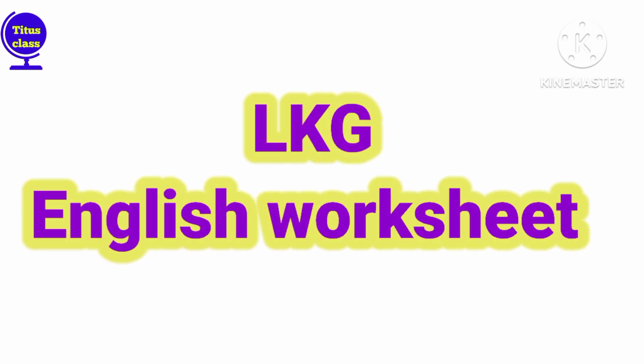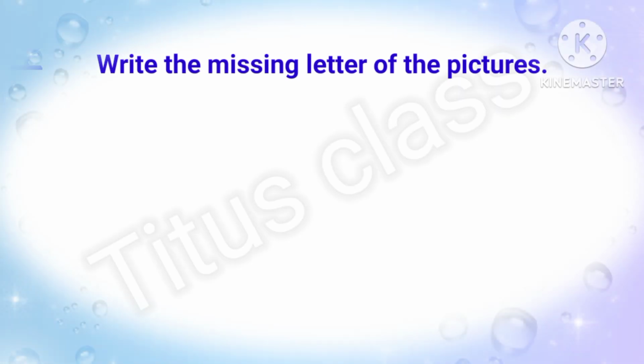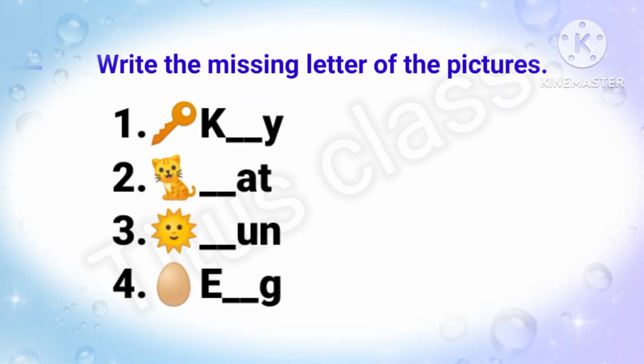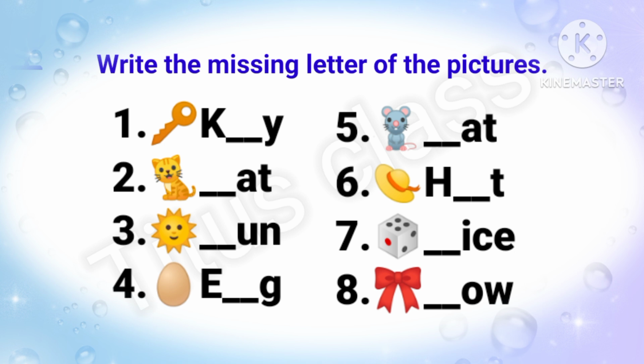LKG English worksheet. Question number 1. Write the missing letter of the pictures. In this question you have to identify the picture and write the missing letters. First one is key. It is key. Spelling of key is K-E-Y. So here the missing letter is E.